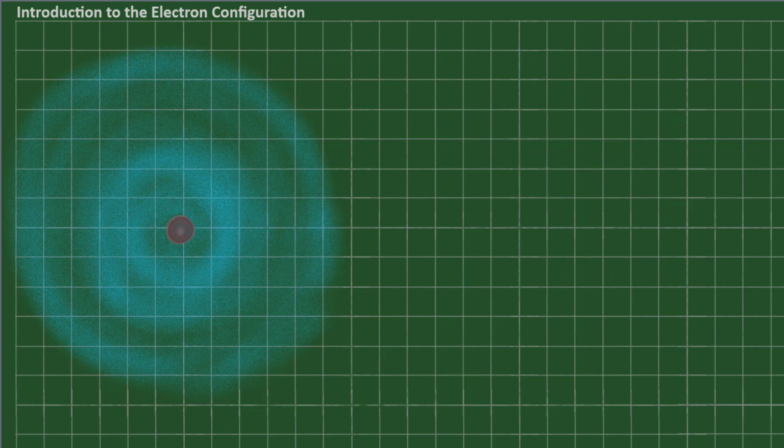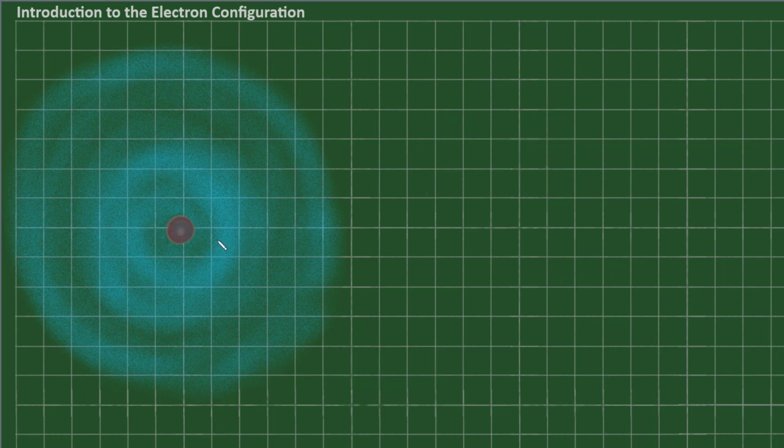Hello good people, I'm going to talk a little bit about electron configurations within an atom. Why do we need to worry about electrons in the first place? It turns out that electrons play a very important role when it comes to chemistry. They determine chemical properties as well as where and how chemical bonds form between different atoms. So this means that we need to know a little bit about the electron.